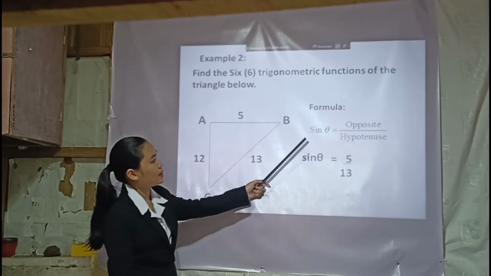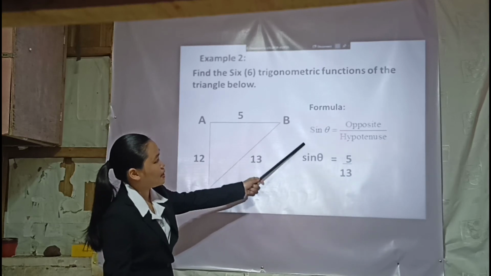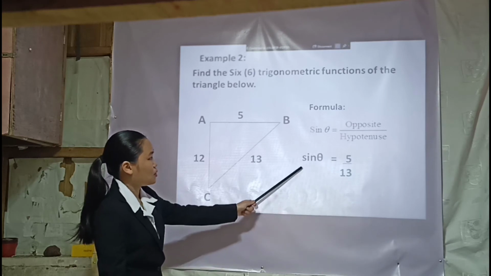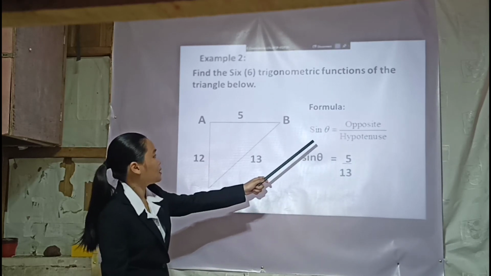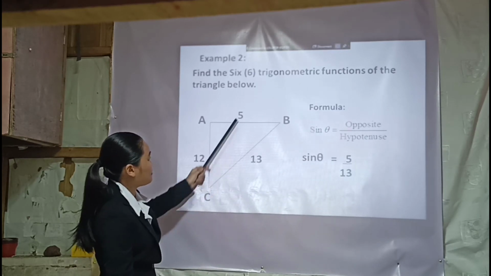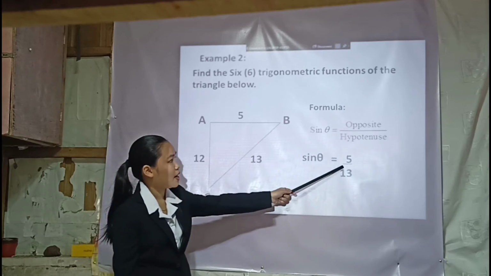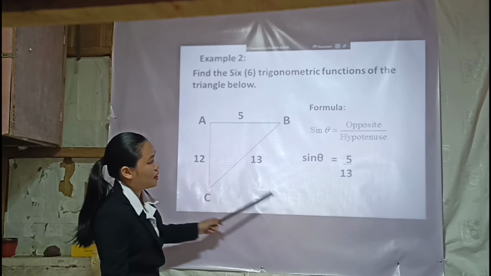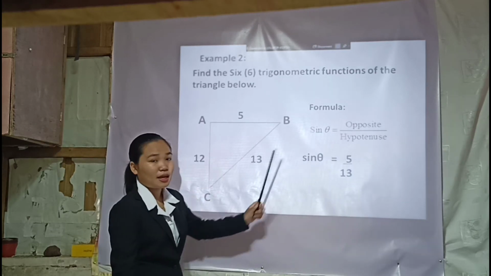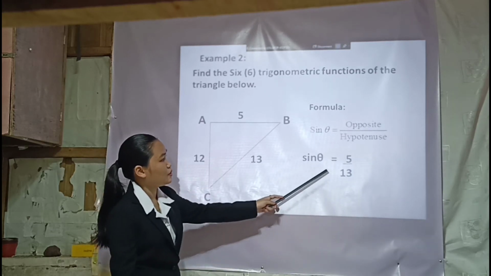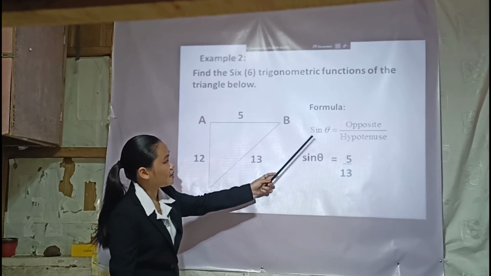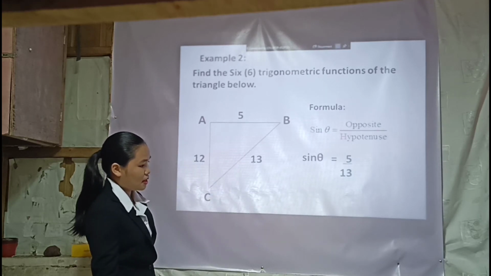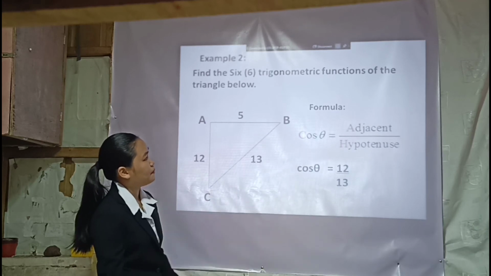First, we will solve the sine. The formula of the sine is sine theta equals opposite over the hypotenuse. Since the opposite of this figure is 5, so 5 over the hypotenuse, which is 13. Since 5 over 13 can't be reduced to the lowest terms, this is the value of our sine theta in this figure.